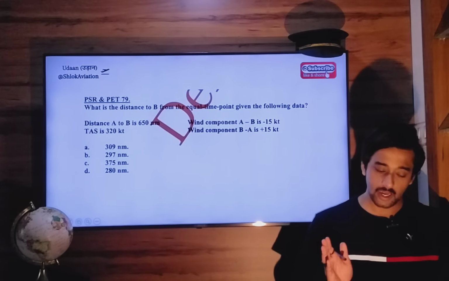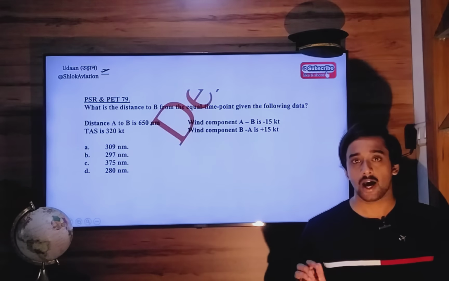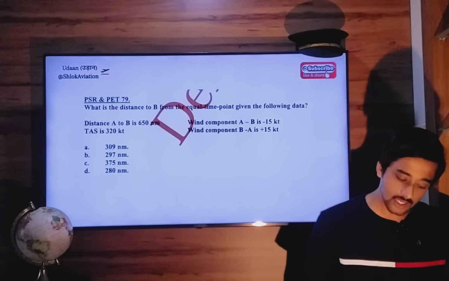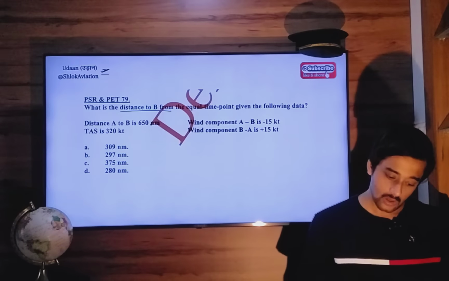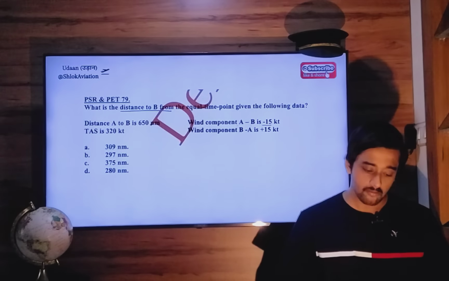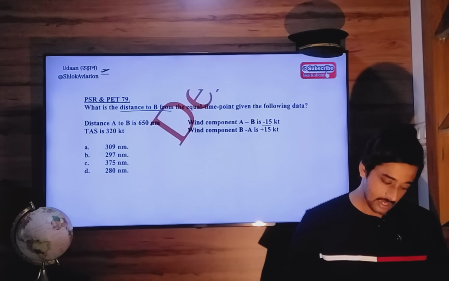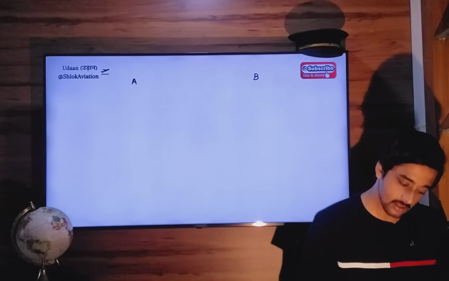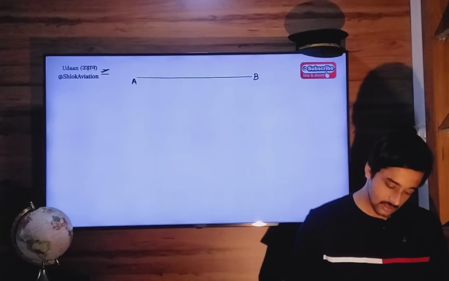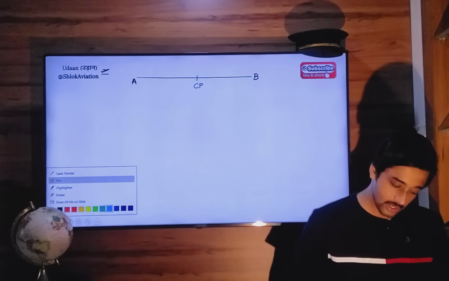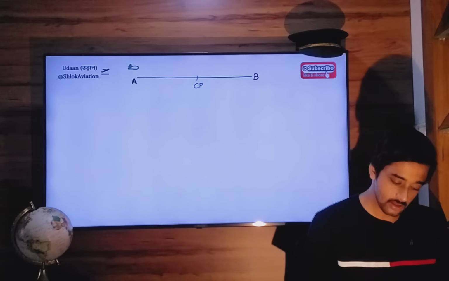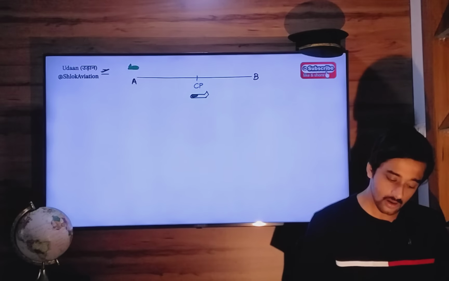Next, what is the distance to Bravo from the point of equal time? Now here alpha is your departure, Bravo is your destination. So we have been asked to find out the distance between the point of equal time and destination. Wind component A to B, component B to A plus 50. This is your A, this is your B, and here is a critical point. Let's draw aircraft in both cases. One aircraft on the outbound leg, one aircraft on the homebound leg.